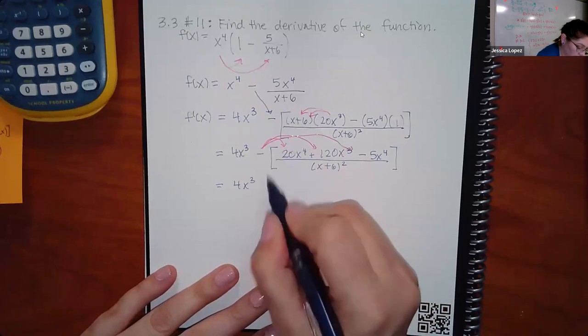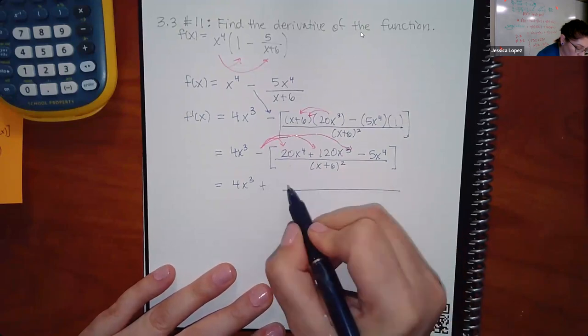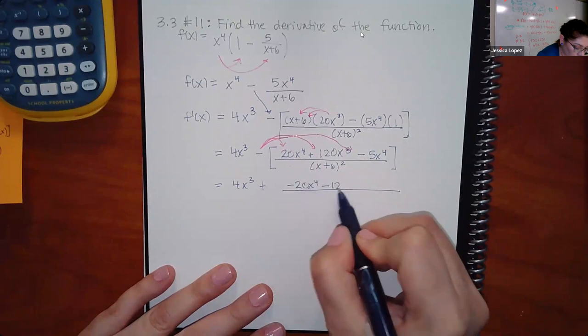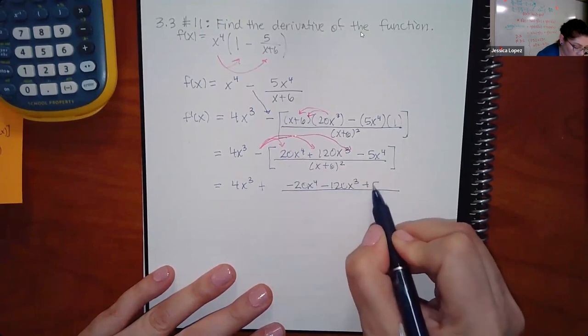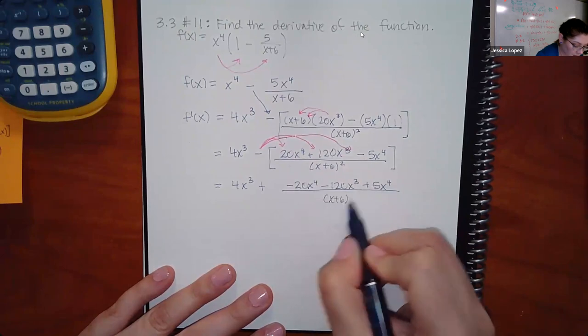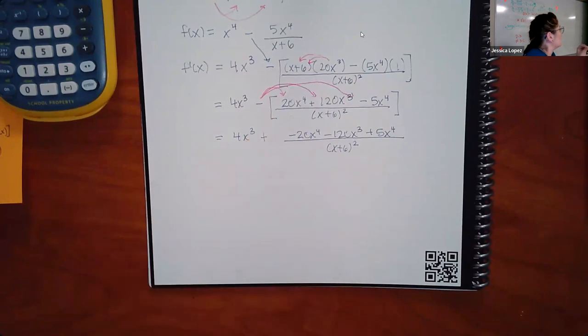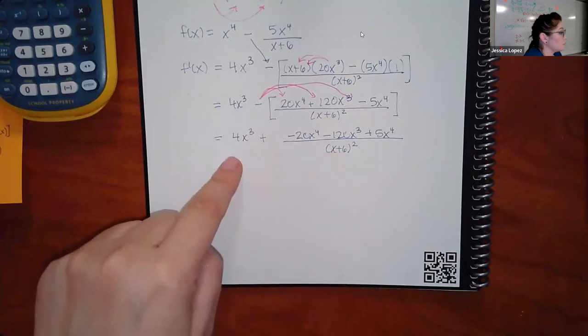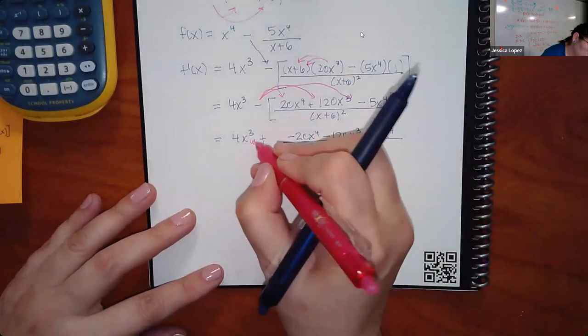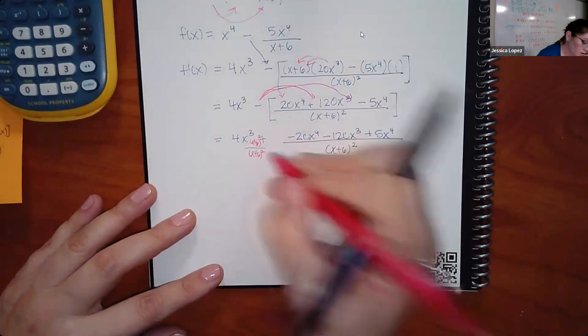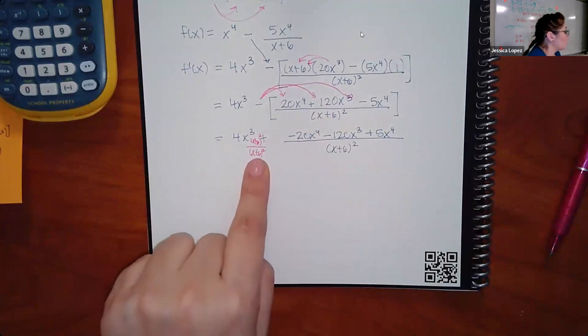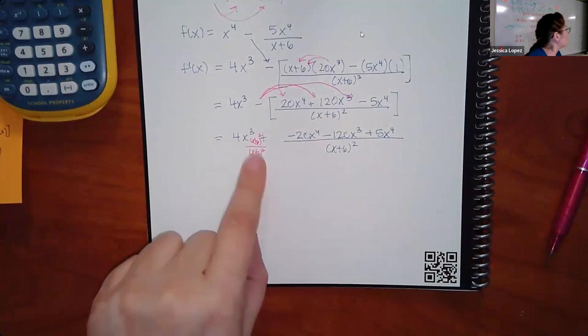I have to be very careful. Since a negative is gone, I'm actually adding these fractions, and it's a negative 20x to the fourth, negative 120x to the third, and positive 5x to the fourth. I don't like this, and I don't know if WebAssign takes the fraction all broken up or if they want just one fraction. But if they do, what would be the common denominator? This guy, right? Because this one doesn't even have a denominator. So we would multiply by x plus 6 squared over x plus 6 squared. So that essentially we're just multiplying by a really weird looking one, right? And it doesn't change the value of this term.